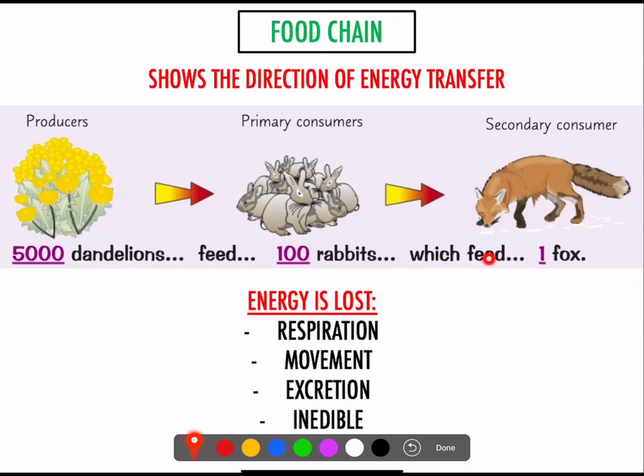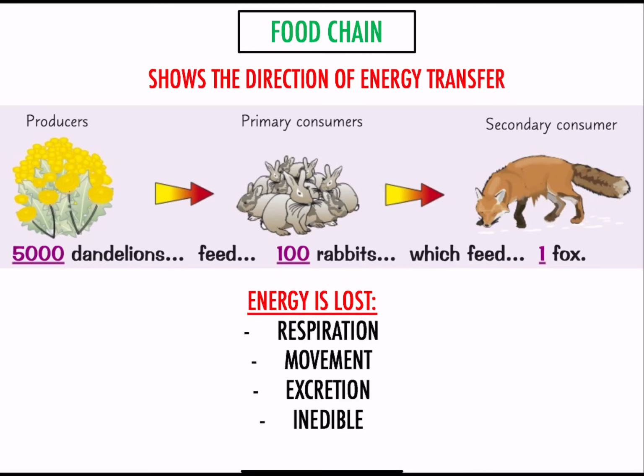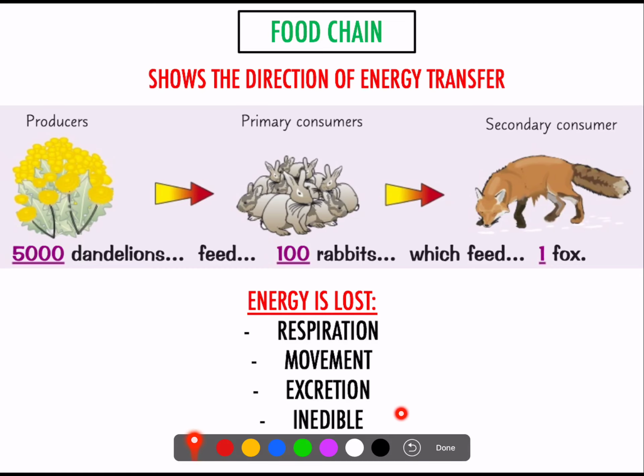Why does this happen? The reason this happens is because energy is lost between the different levels due to respiration, movement, excretion, or even energy is turned into inedible parts such as teeth and bones. So, for example, energy is turned into bones. The fox does not eat the bones of the rabbit. So, again, not all the energy gets transferred to the next level.